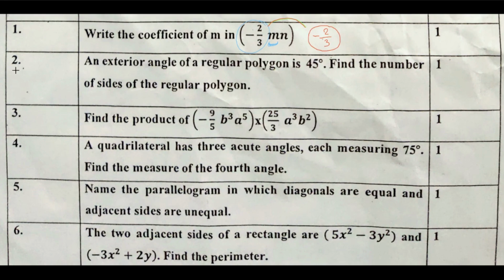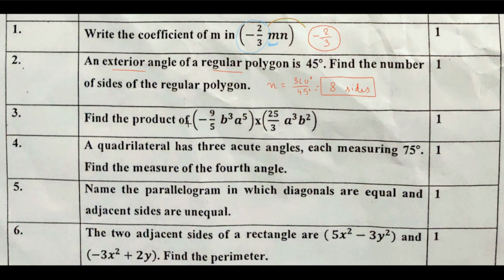Okay, for the second question, an exterior angle of a regular polygon is 45 degrees. Find the number of sides. So it says exterior angle of a regular polygon. Do you remember the measure of an exterior angle of a regular polygon? The exterior angle of a regular polygon was 360 degrees divided by the number of sides. So basically the number of sides n would be equal to 360 degrees divided by 45 degrees, which gives me 8. So we have 8 sides. Okay, this is our final answer.